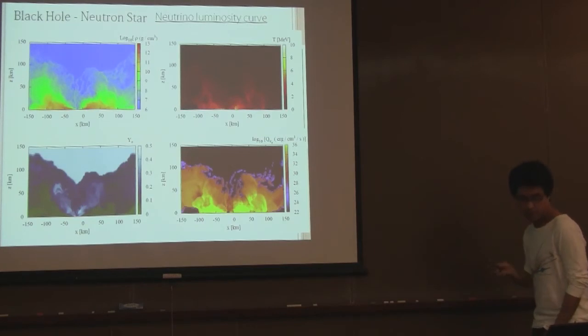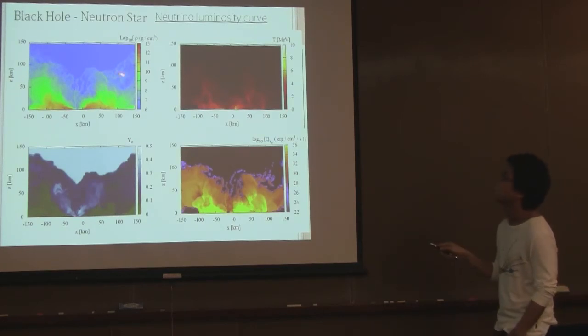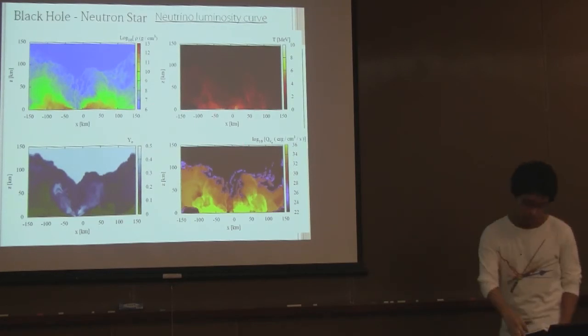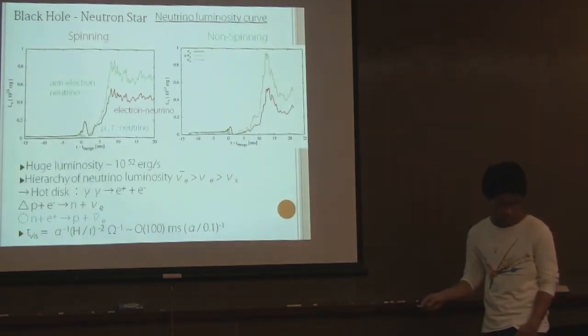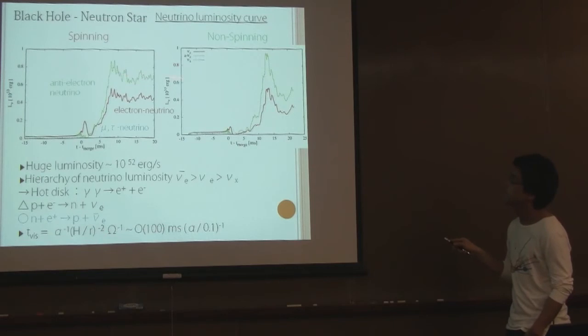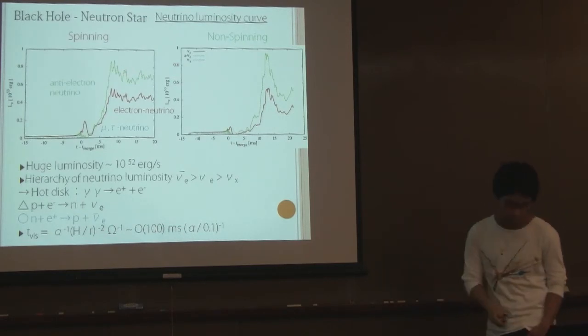This is a snapshot of the physical quantities of the accretion disk, and from these quantities we estimated the viscous time scale, and this high amplitude neutrino luminosity is expected to continue for 100 milliseconds.